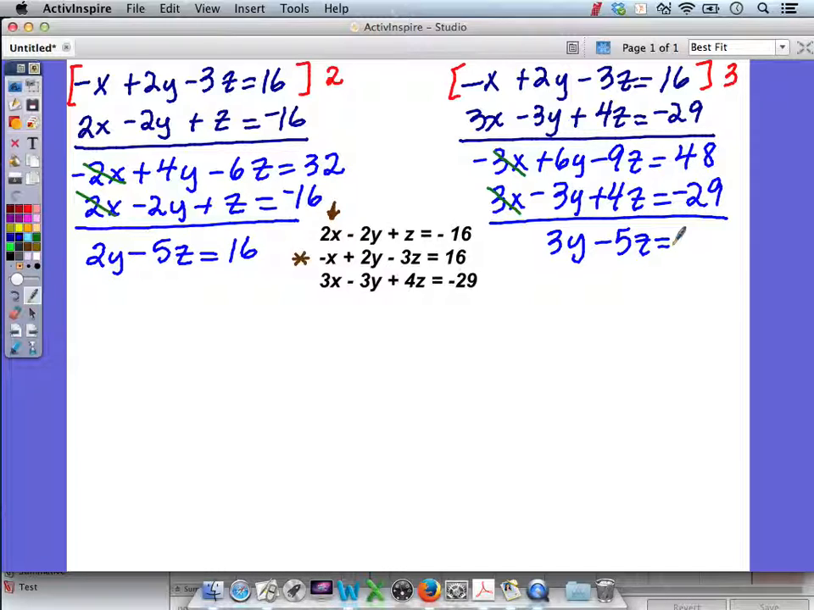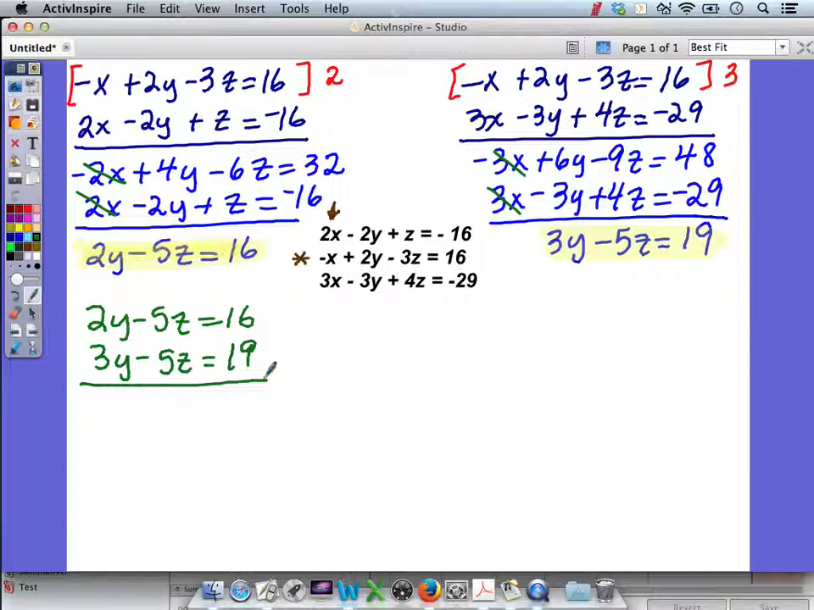Now notice what we have. We have two equations now, this equation here with y and z, and we have this equation here with y and z. So we have two equations with two unknowns. We pair them up. So we have 2y minus 5z is equal to 16. I'm going to pair the other, 3y minus 5z is equal to 19. Pairing up those two equations that have the same variables.